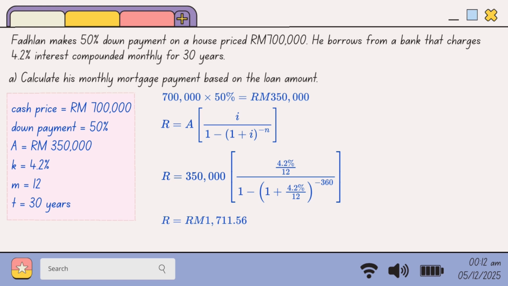To find his monthly mortgage, we're using the formula R equals A I over 1 minus (1 plus I) to the power of negative n, where A equals 350,000 ringgit, K equals 4.2%, M equals 12 as it is compounded monthly, and T equals 30 years. I here means K over M, which is 4.2% over 12. On the other hand, n means T multiplied by M, which is 360. So the answer is R equals 1,711 ringgit and 56 cents.